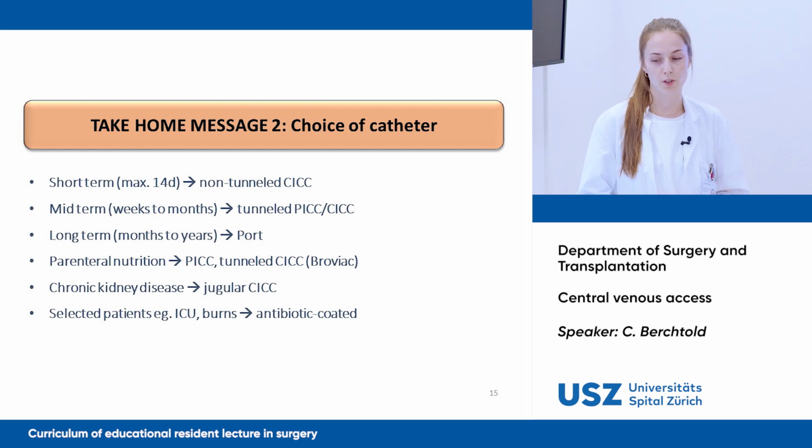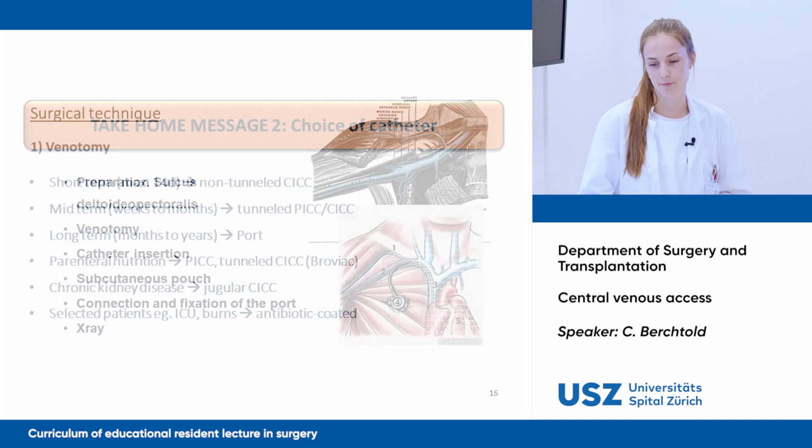If you're looking for the administration of parenteral nutrition, this is your main concern. For short-term, go for a PICC. For long-term, go for a Broviac catheter. This can stay in place for years. We know about patients at the hospital here who have that.